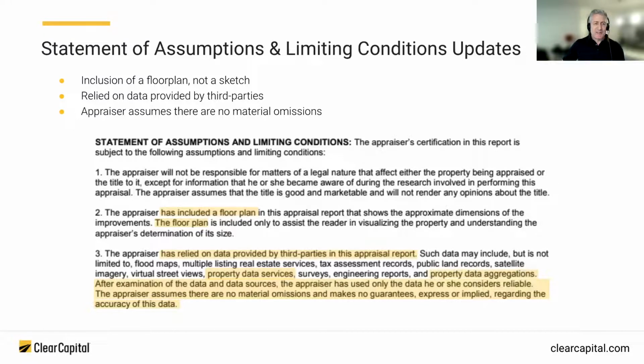The appraiser has relied on data provided by third parties in the appraisal report. And we've highlighted 2 that may encompass and incorporate the desktop data collection and other sources such as property data services and property data aggregations. And this is an important point here in item number 3. After examination of the data and data sources, the appraiser has used only the data he or she considers reliable. And here's the kicker. The appraiser assumes there are no material omissions and makes no guarantees, express or implied, regarding the accuracy of this data.